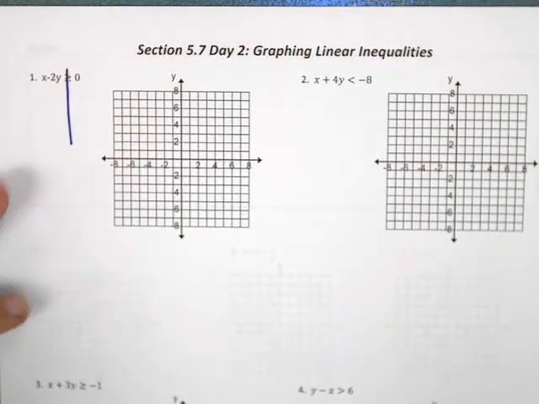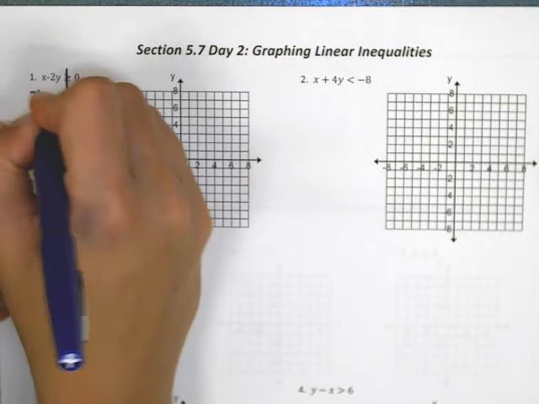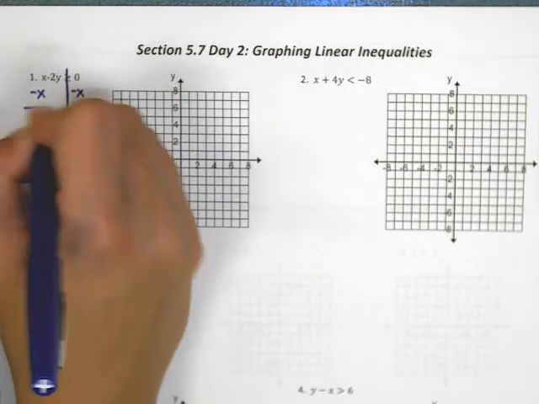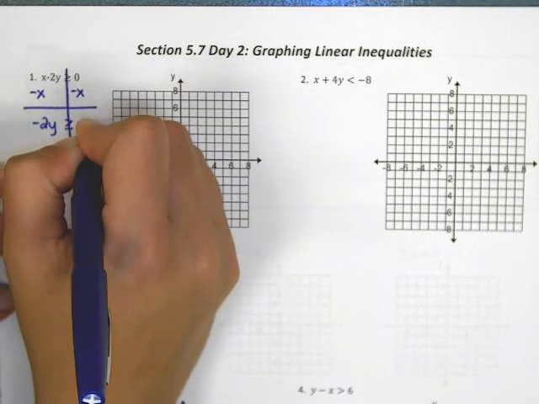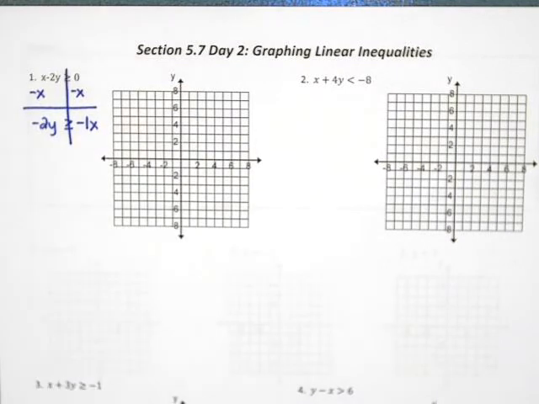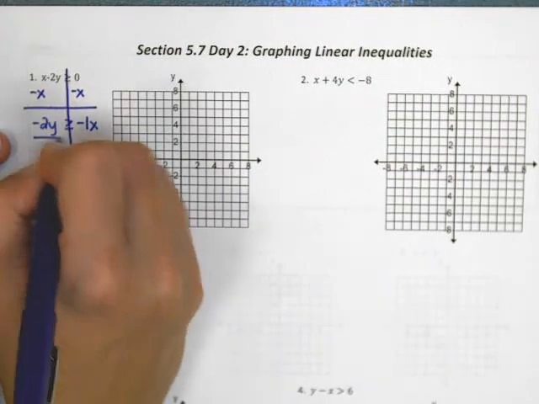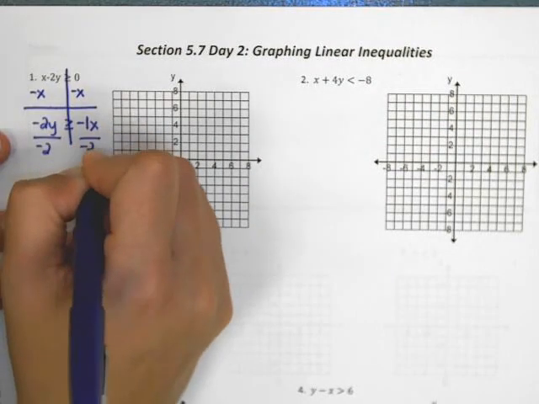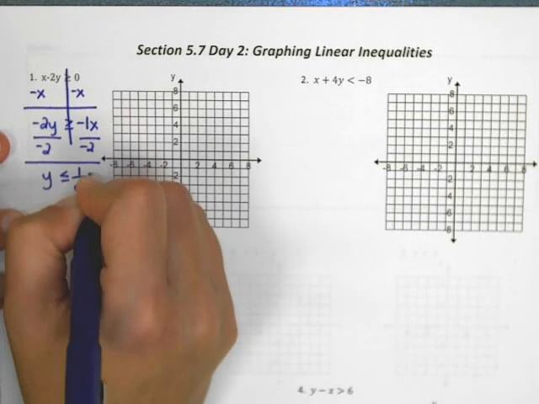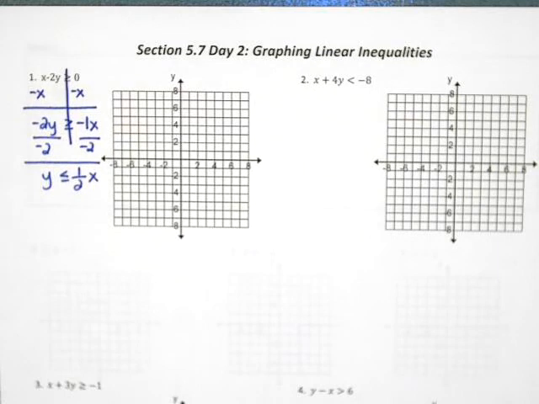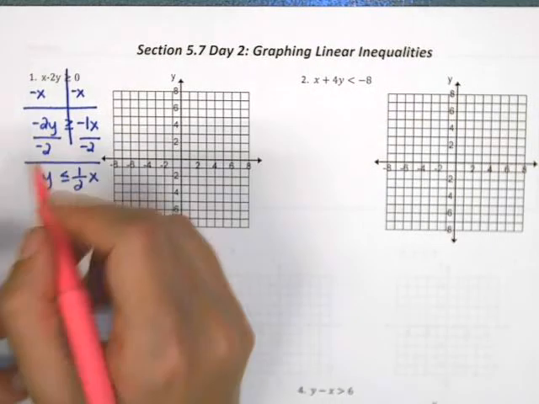Before I can graph this problem, I need to isolate the y. So I'm going to start by subtracting x on both sides. And when I do that, I get negative 2y is greater than or equal to negative 1x. Now, I'm not going to write the plus 0 because it doesn't really matter, and I do think writing in the 1 here really does make a difference. Now I'm going to divide both sides by negative 2, which means y is less than or equal to positive 1/2 x.